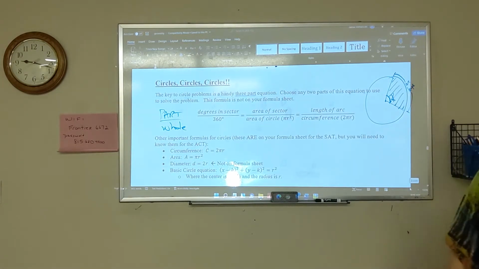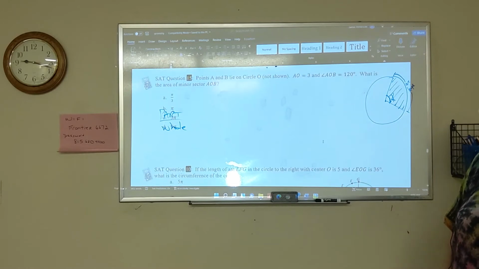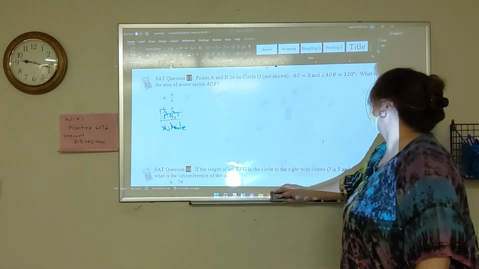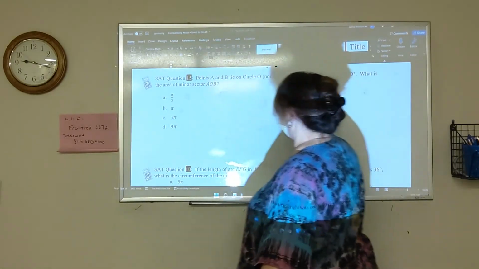Oh, why for you zoom? You're not supposed to zoom. There we go. That's what you're supposed to do. Technology, you're killing me.